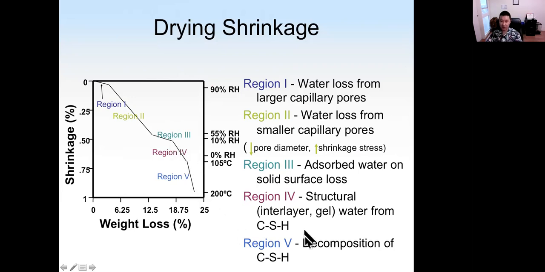And region 5 is due to loss of water by decomposition of CSH. So we lose this chemically combined water in CSH. So that is about 105 degrees Celsius. Okay. So we can also see the loss of water in different regions, the slope is different, which means for the same amount of water reduction, shrinkage value will also be different.